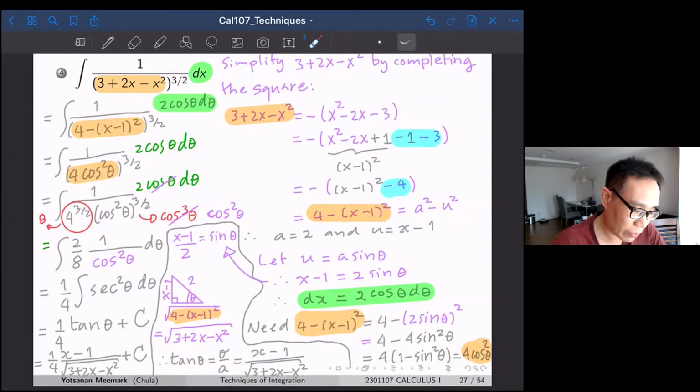If you have this one, you should be able to integrate sec square. Some of my students don't know how to integrate 1 over cos square. Keep in mind that it's going to be simple. It is secant square. Okay.